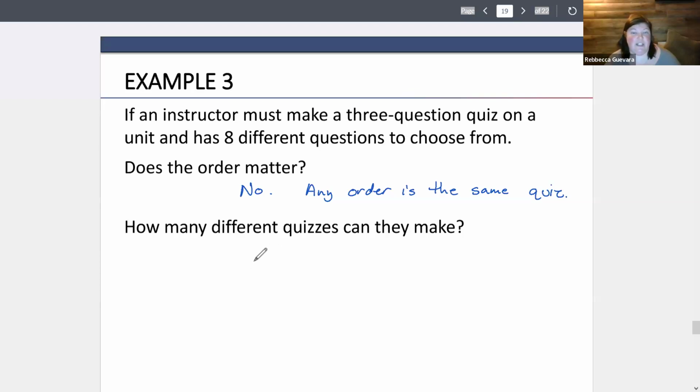In this case, we would do a combination. So we would have 8 items to choose from, and we're choosing 3 for a test. So there would be 56 different tests, or different quizzes, that I can make. Admittedly, some of this could be a little subjective. So if you're a little confused on a homework question, you can try a combination or a permutation, and see if one doesn't work.